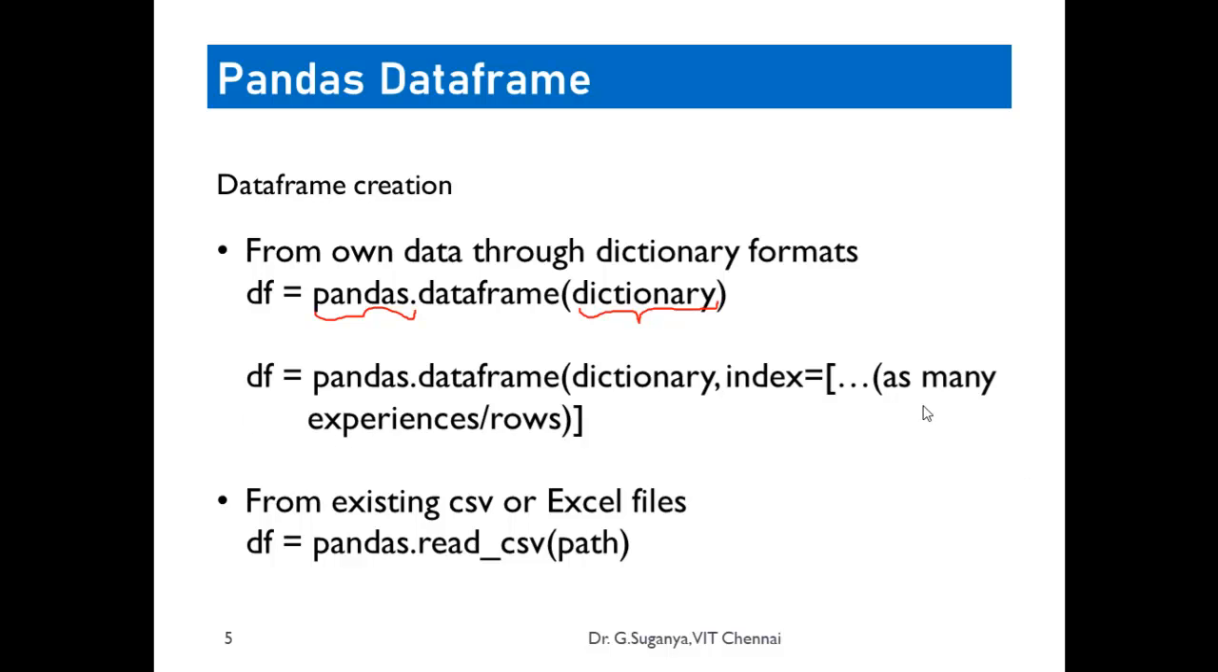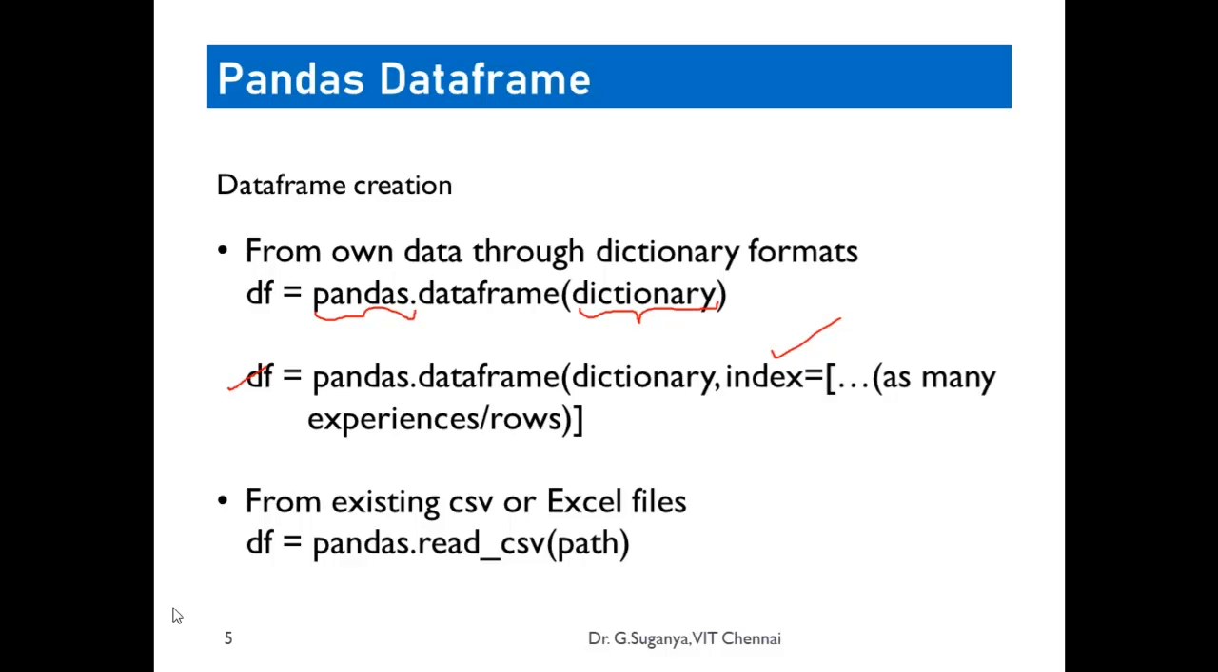Now, the next one is special, wherein columns represent your feature set, which will be represented by an attribute name. But what if I want to index every entity? Let's say the first row corresponds to entity A, the second row corresponds to entity B, and the third row corresponds to entity C. How to represent that is by using this format: index is equal to, and you can create as many experiences or rows as needed.